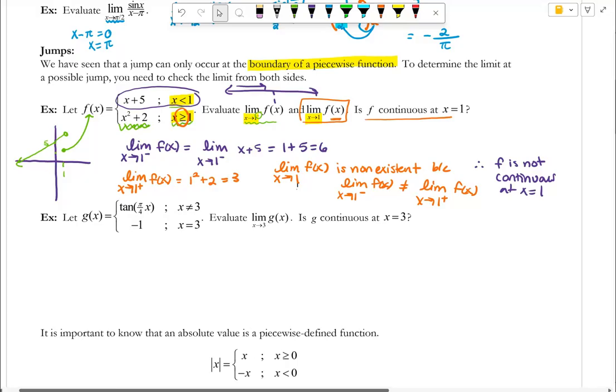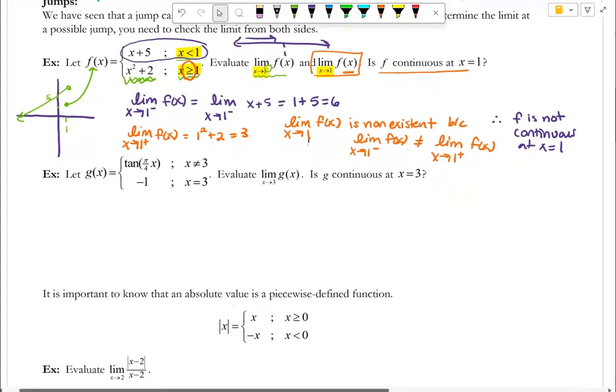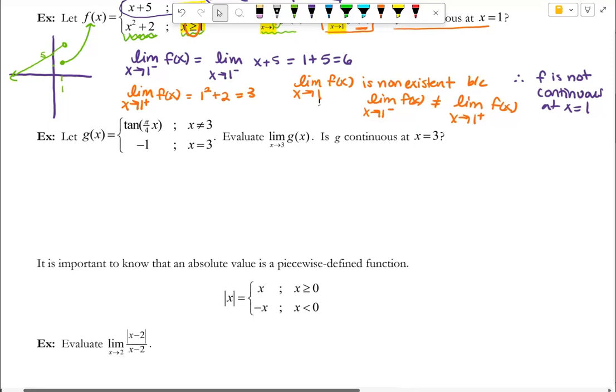All right, let's look at our next example of the piecewise. We're given an example of jumps, I should say. We're given a piecewise g, and you might notice something interesting about the boundaries. Instead of having inequalities like x is less than 3 or greater than 3, we instead have an equal to and a does not equal to. So x equals 3 and x does not equal 3.